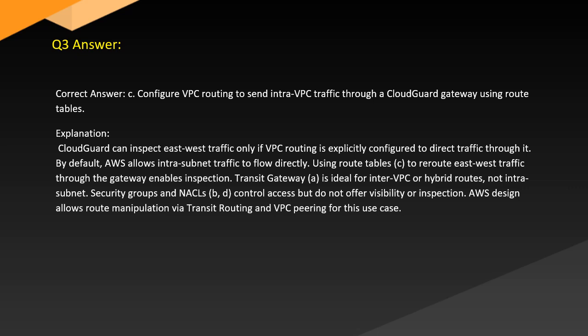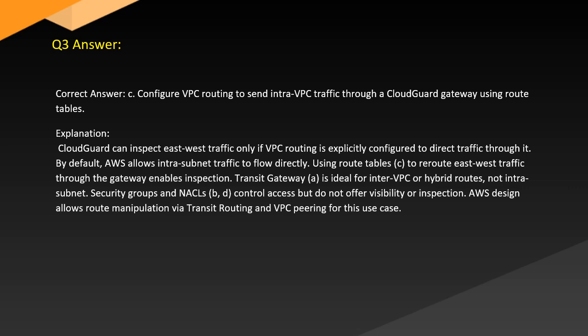Answer. Correct answer: C. Configure VPC routing to send in-VPC traffic through a CloudGuard gateway using route tables. Explanation. CloudGuard can inspect east-west traffic only if VPC routing is explicitly configured to direct traffic through it. By default, AWS allows intra-subnet traffic to flow directly. Using route tables (C) to route east-west traffic through the gateway enables inspection.